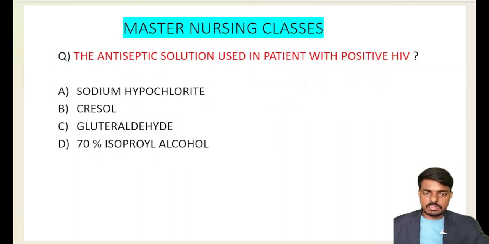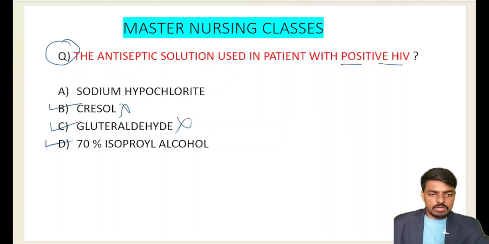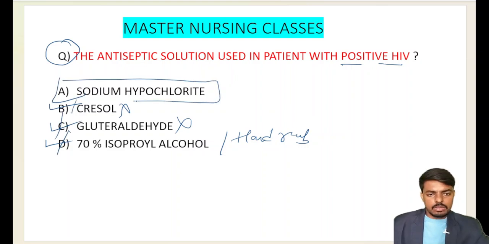So the next question comes like this. The antiseptic solution used in a patient positive for HIV. If the patient is positive for HIV, which of the following antiseptic solutions will you use? Cresol? No. Glutaraldehyde? No. 70% isopropyl alcohol, that is our hand rub in the hospital? This also will not be used. So we will use sodium hypochlorite 1% as an antiseptic solution in the patient positive for HIV. This is your answer here.